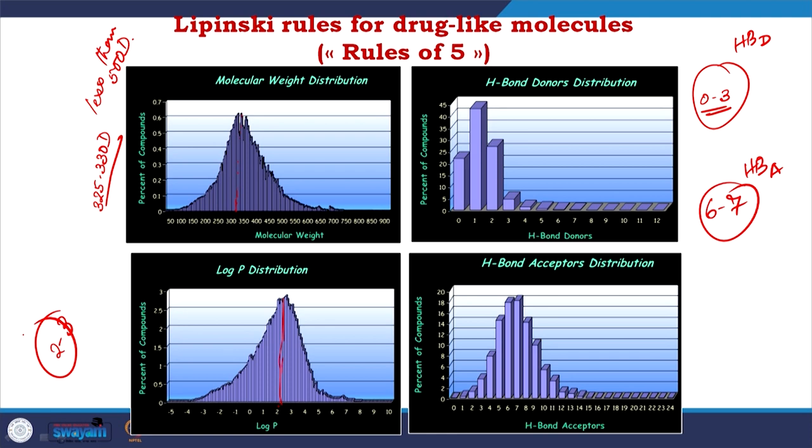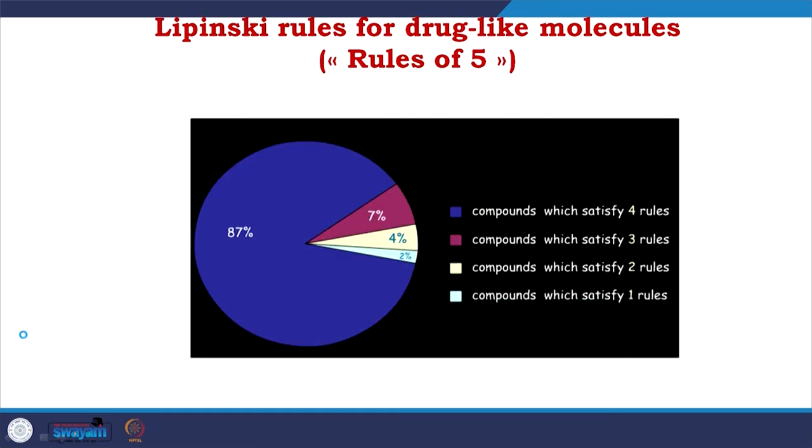So, this shows that when you take a big sample, you still get values that obey Lipinski's rule. And bigger statistics make it even more convincing. 87% of good drug molecules satisfy all four of the four rules of Lipinski. 7% of compounds satisfy 3 rules, 4% satisfy 2 rules, 2% satisfy 1 rule.